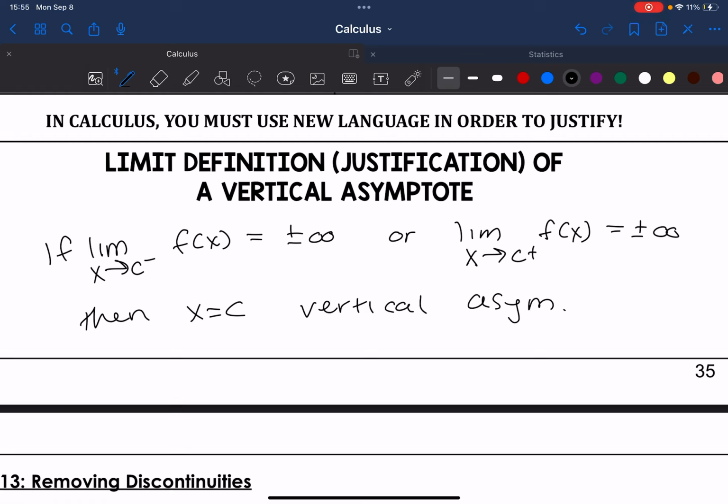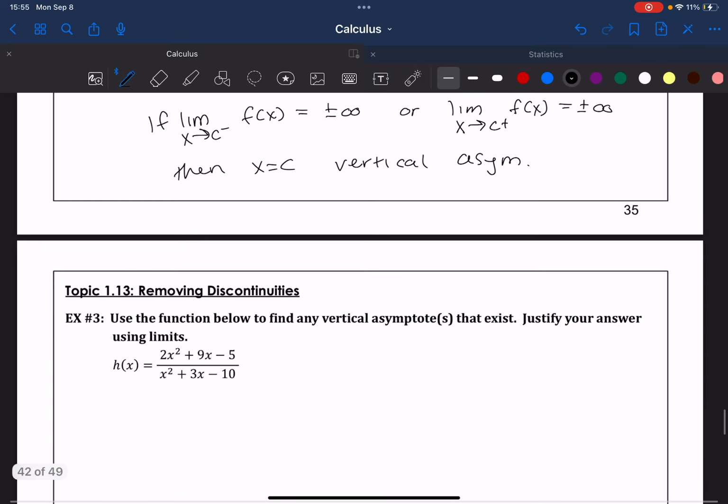So pretty much if we were looking at the limit from the left or the limit from the right and we see that it's unbounded, meaning it goes to infinity or negative infinity, then we know at that value, x equals c, there's going to be a vertical asymptote. Okay, so let's practice that.